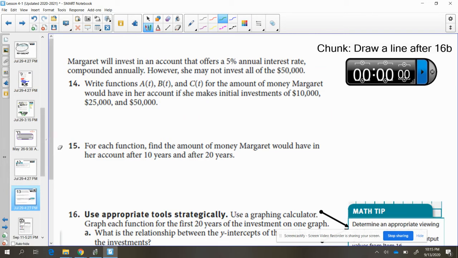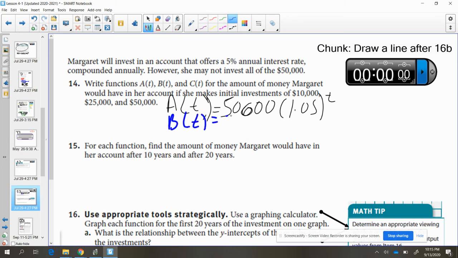Now, this next piece is basically asking us to take our three values. So we have A of t, which is that initial equation that we were talking about, the 50,000 times 1.05 to the t. We have B of t, which is the $25,000 amount. So it's the same process, but a different principal value. And then last but not least, C of t, where it's 50,000. Excuse me, 10,000.